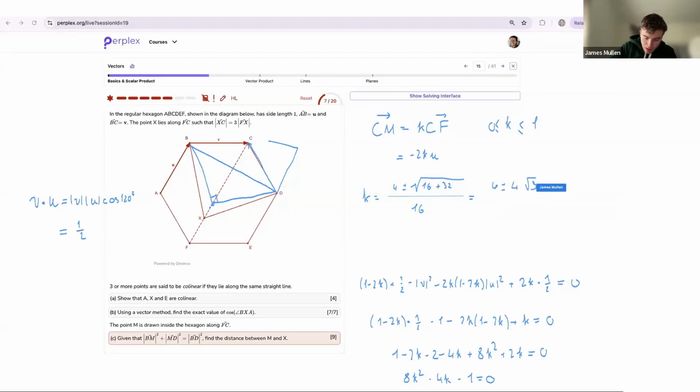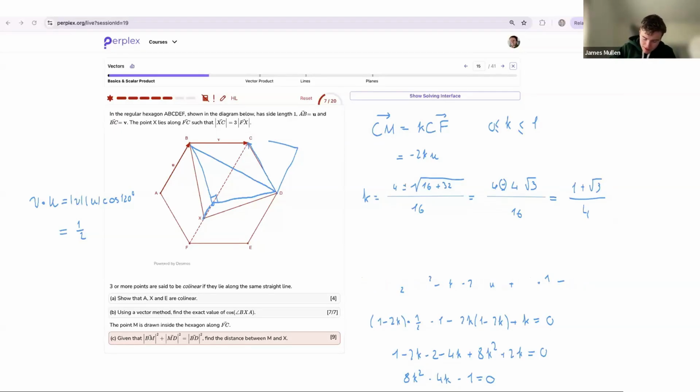Now remember that k we said had to be between 0 and 1 because the point M lies along the diagonal. So I can't have 4 minus root 3, that would be negative. So I take the positive case. If I now divide 4 out of the numerator and denominator, I get 1 plus root 3 over 4. So that's the value of k. We're not 100% done yet, though, because we need to find the distance between these 2 points here. Okay? So let me just erase and make a bit more space.